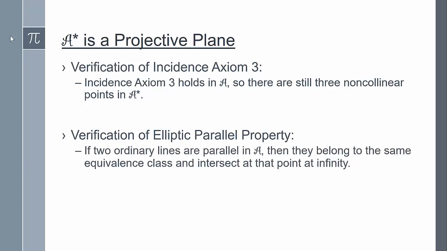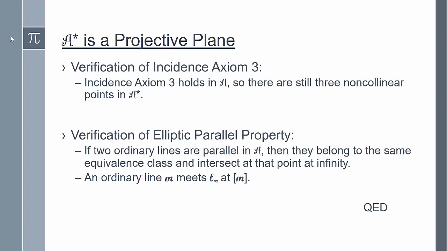If we had 2 ordinary lines that are parallel in A, then we saw that they belong to the same equivalence class, and so they intersect at that point at infinity. That point at infinity lies on every line that's parallel, so these 2 lines will intersect in A star. If I start with an ordinary line M and consider the line at infinity L infinity, we see that M and L infinity meet at the equivalence class of M. Therefore, there are no parallel lines, and we can conclude that A star is a projective plane.